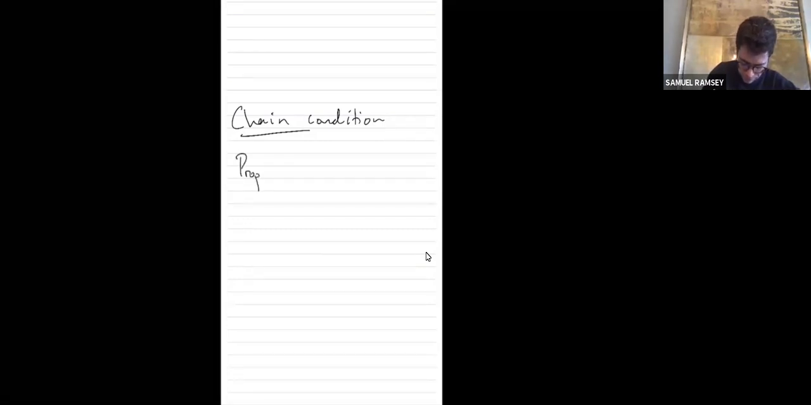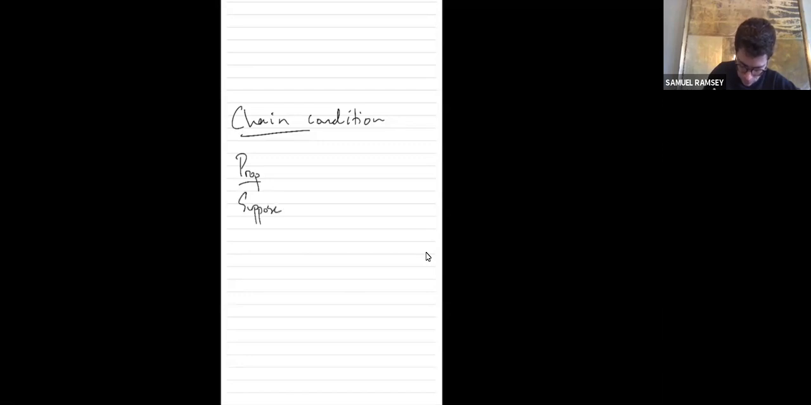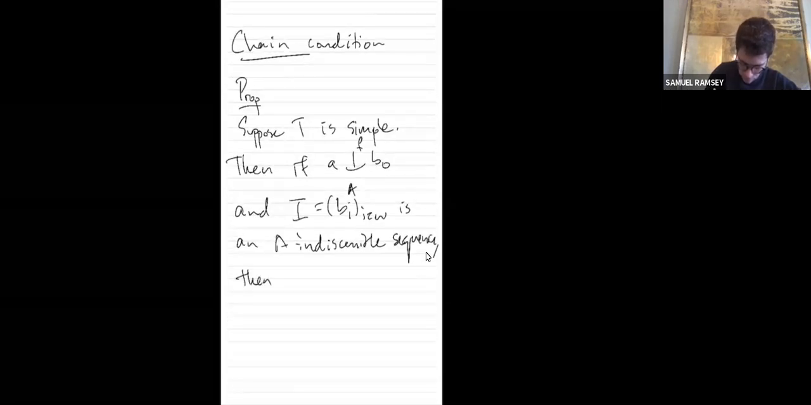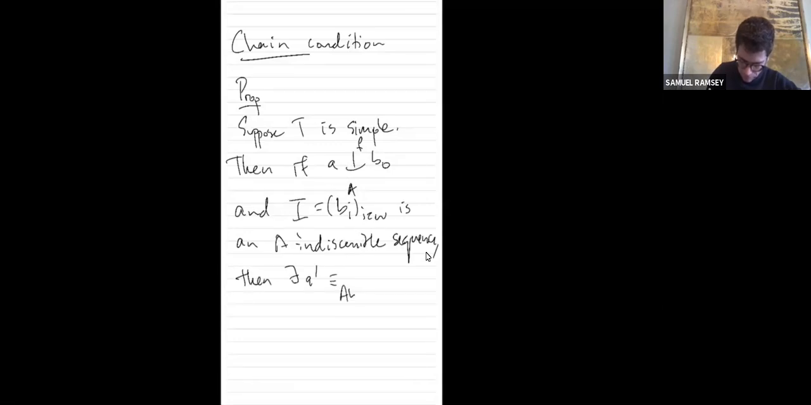So let's write it. Proposition. Suppose T is simple. Then if A is independent over A with B0, and I = (Bi : i < omega) is an A-indiscernible sequence, then there exists some A prime, which has the same type as A over AB0, such that two things happen. One is that our sequence I is A prime indiscernible.